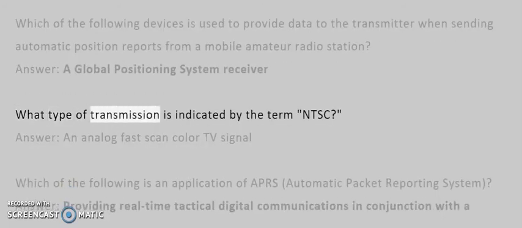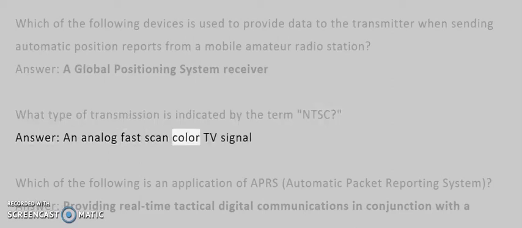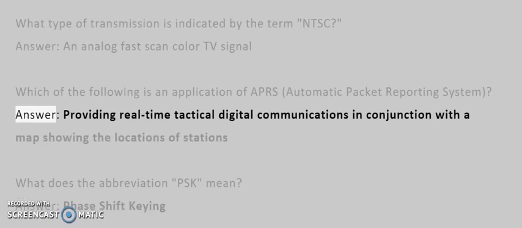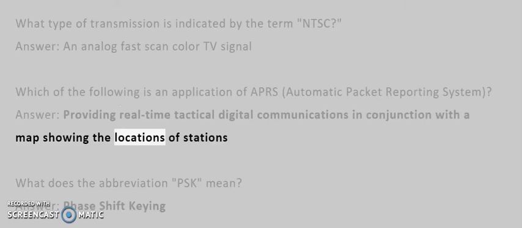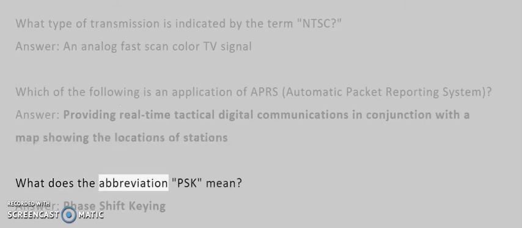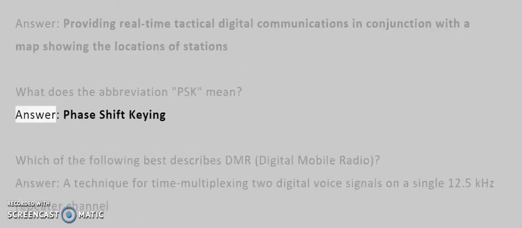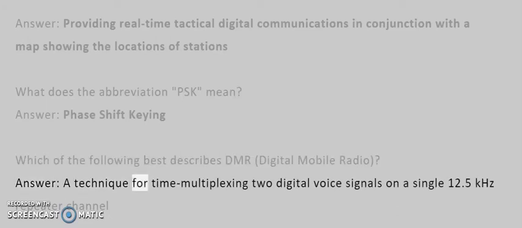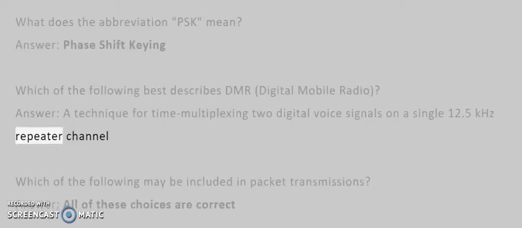What type of transmission is indicated by the term NTSC? Answer: an analog, fast-scan color TV signal. Which of the following is an application of APRS, automatic packet reporting system? Answer: providing real-time tactical digital communications in conjunction with a map showing the locations of stations. What does the abbreviation PSK mean? Answer: phase shift keying. Which of the following best describes DMR, digital mobile radio? Answer: a technique for time multiplexing two digital voice signals on a single 12.5 kHz repeater channel.